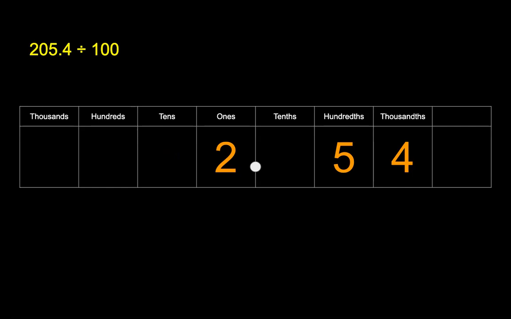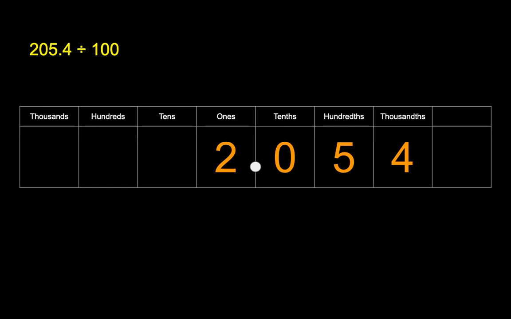Now, if we took this grid away, we'd have a bit of a problem, because it would look like 2.54, and it's not. It's 2.054. There's nothing there. So that's where that 0 comes in. We need to put it in. If you feel more comfortable just jumping the 0 as well, that's great.